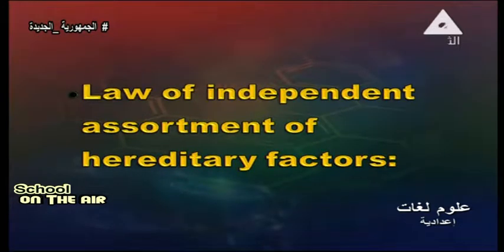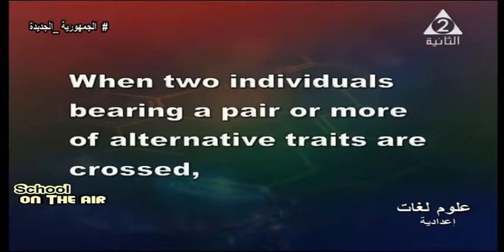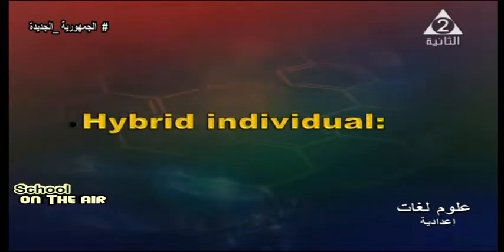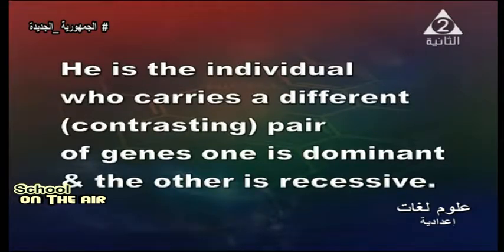What is meant by the law of independent assortment of hereditary factors? When two individuals bearing a pair or more of alternative traits are crossed, the trait of each pair is inherited independently of the other and appears in the second generation in a ratio of 3:1. A hybrid individual is an individual who carries a different pair of genes, one dominant and the other recessive.